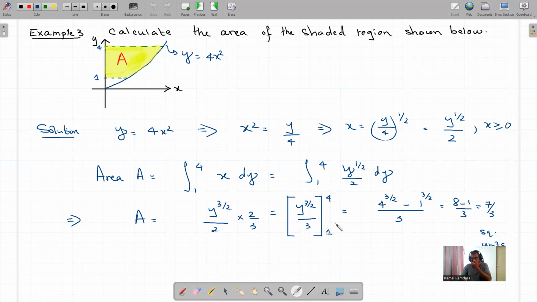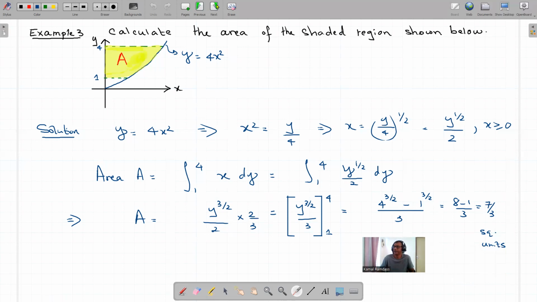Et de là, moi, évaluer. Moi, j'ai 4 à la puissance de 3 sur 2, retirer 1 à la puissance de 3 sur 2, divisé par 3, moi, j'ai 8. Ça fait 8, moins 1, divisé par 3, moi, j'ai 7 sur 3, square unit.